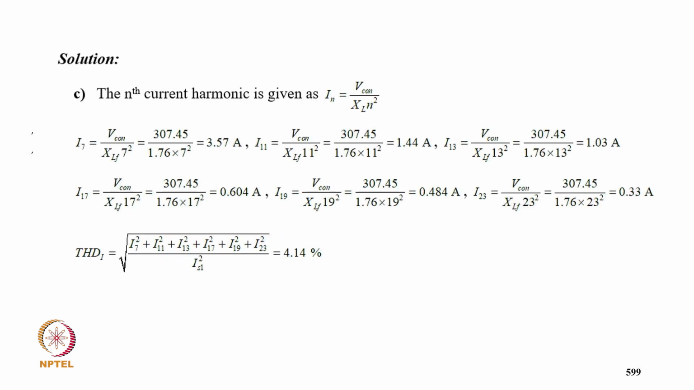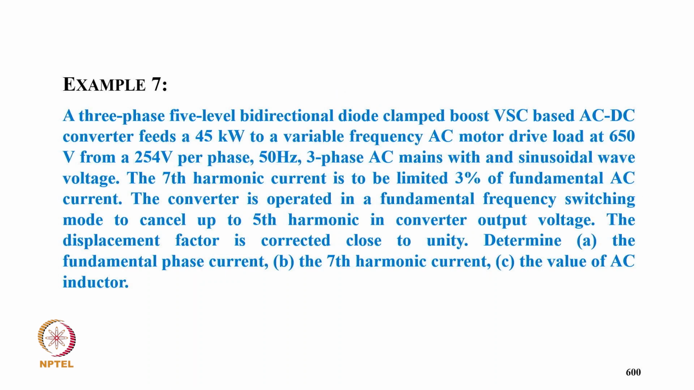And now the nth harmonic current is IN equal to V converter upon XL N square. So I7 is V converter upon XL 7 square, so it comes 3.57. I11 comes 1.44. I13 1.03. I17 0.19. I19 0.84. I23 0. So TID adding all the harmonics comes 4.14%.